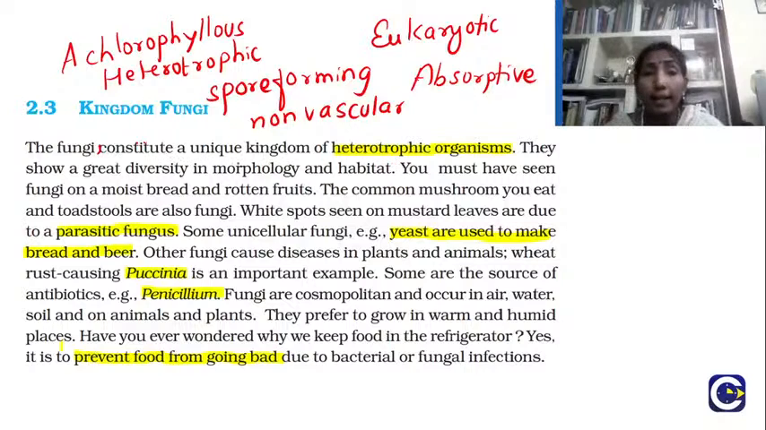They show a great diversity in morphology and habitat. You must have seen the fungi on a moist bread and rotten fruits.